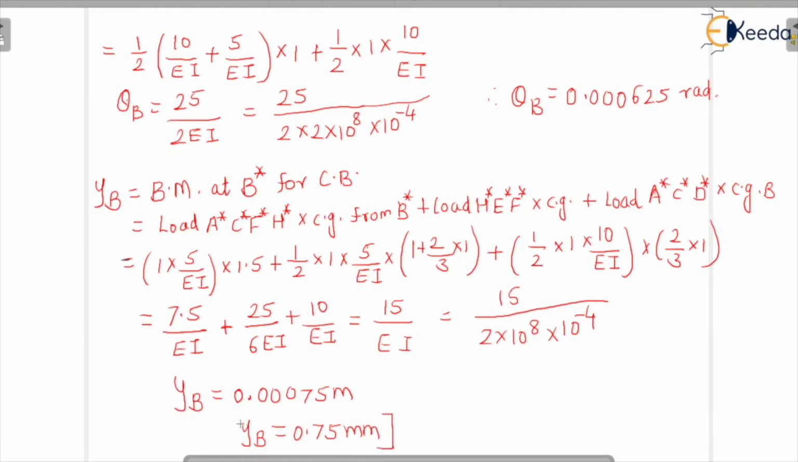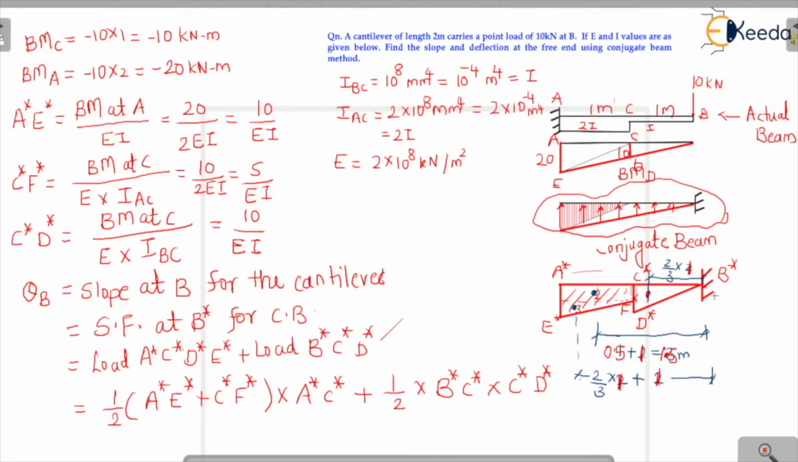Okay students, so we have calculated the slope and deflection for this problem. The critical stage while solving such a question is to carefully convert it into a conjugate beam. Once we are done with this, it's very easy. We first draw the bending moment diagram. Once you have drawn it, simply divide the area of that bending moment diagram by EI.